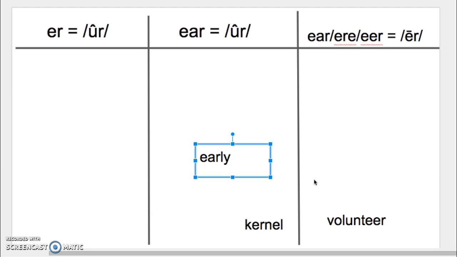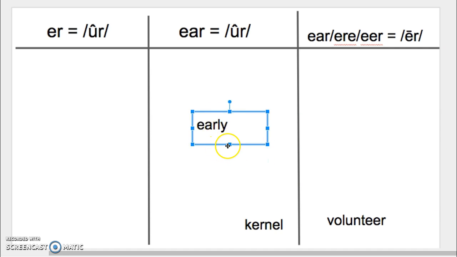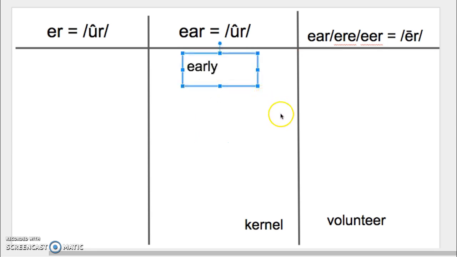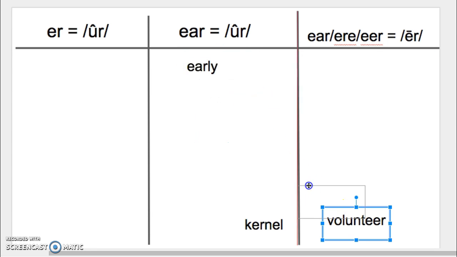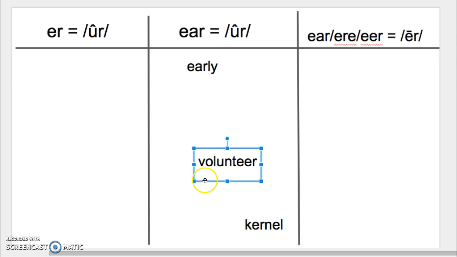If I wasn't sure which way to read the word, I could read it both ways and see which word I recognized. So in this word, I could say "early" or "eerly", and then clearly we know the word is "early". And so it needs to go in the "air" sounding column.